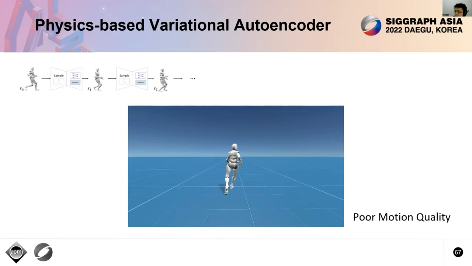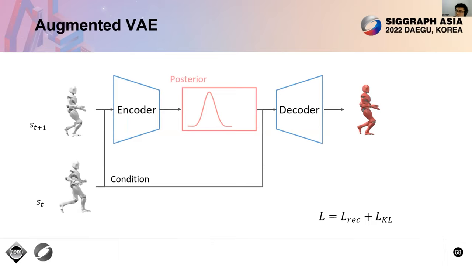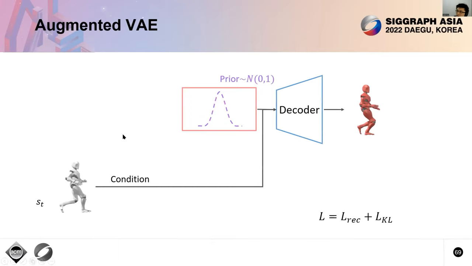The problem is that during training, the encoder knows the desired states and the current states, and it computes the encoding of the latent variables. But after training, we disable the encoder and directly sample from the latent space. At that moment, this latent space does not know anything about the input states. That means there is no feedback to help it correct any errors accumulated during the simulation.